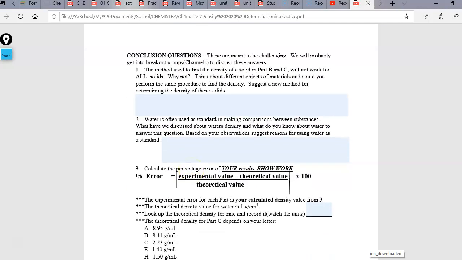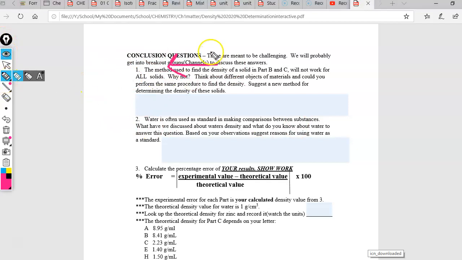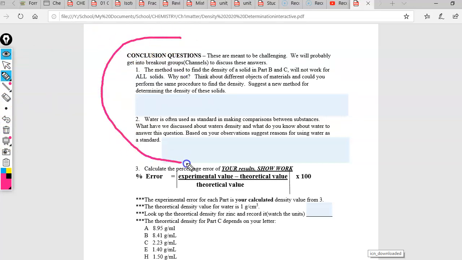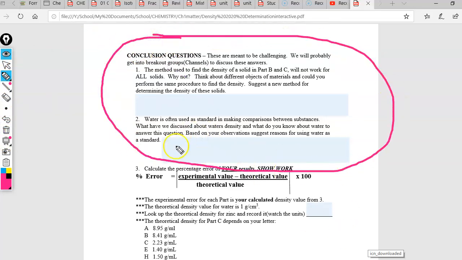What I want to make sure you get done is these conclusion questions. Only 1 and 2. You only have to do 1 and 2 right now. You don't have to do other stuff. So if you look at right here. What I want you to do is get in breakout groups, because these are hard questions and you can't come in Tuesday without answering them. So I want you to work together.